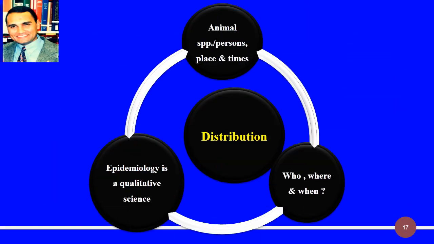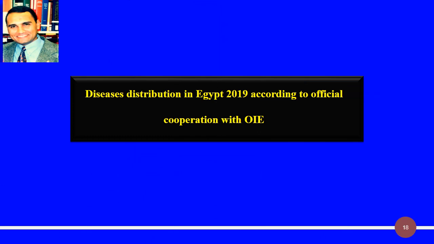Distribution is a descriptive epidemiology of any disease, as it covers the time when any disease occurs, the place where any disease is reported, and the host, either animal or man, who is affected by the disease. So epidemiology is also a qualitative science. Disease distribution all over the world is very important, as it determines whether only one country or several countries have the disease, or whether the disease will be in a pandemic shape.